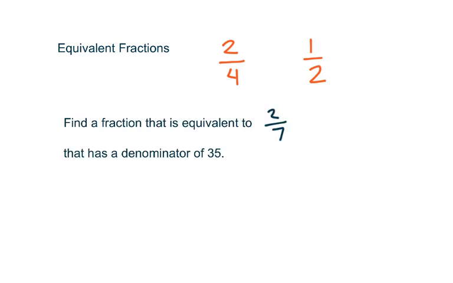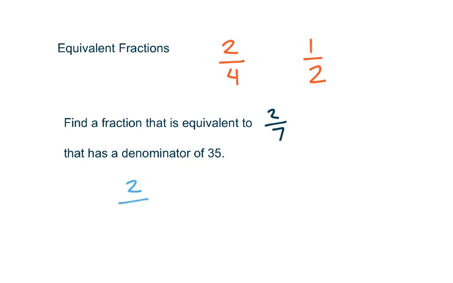That problem is for us to find a fraction that is equivalent to 2/7 that has a denominator of 35. So we need a fraction that has the same value as 2/7. But instead of having 7 as a denominator, it has 35 as a denominator. Here's how we'll do that.